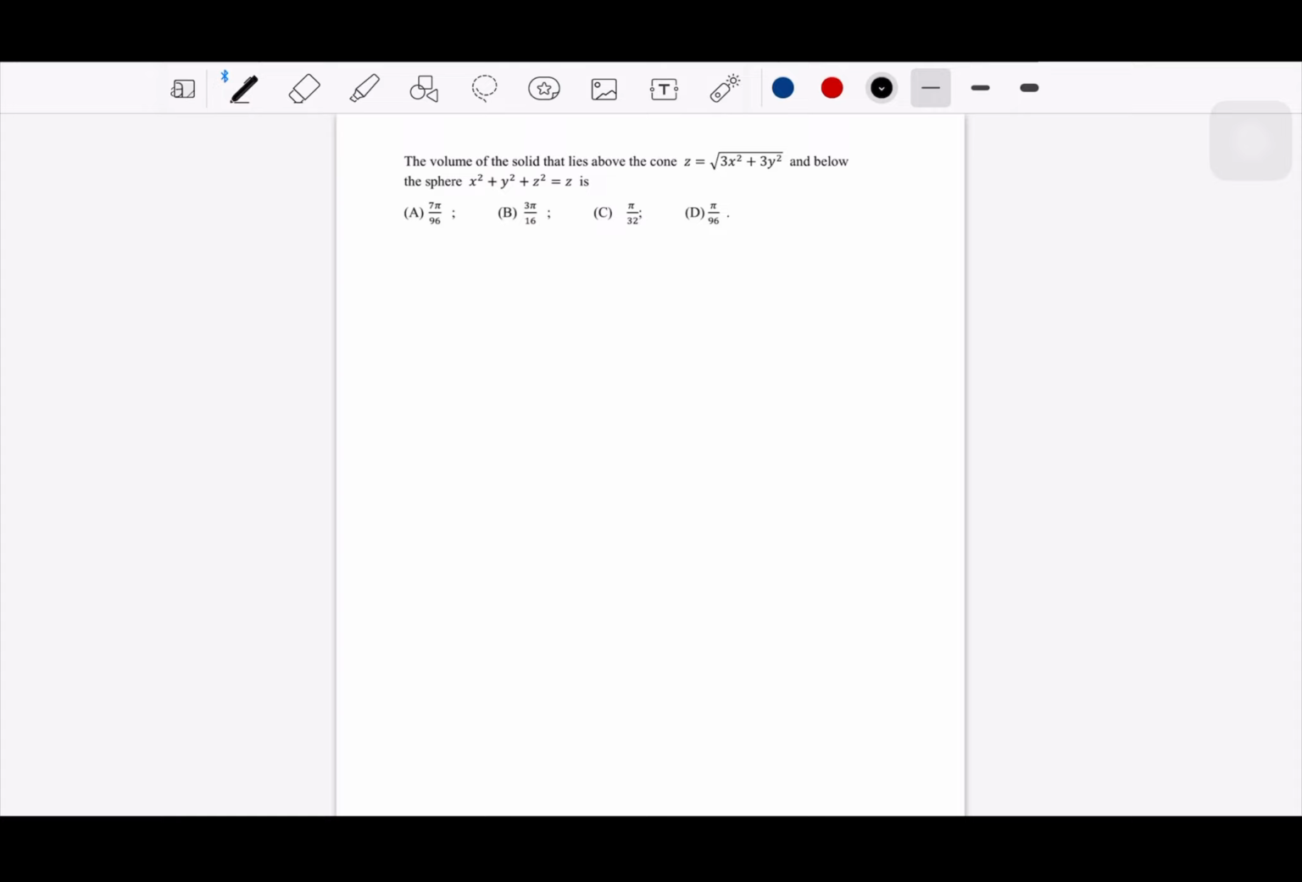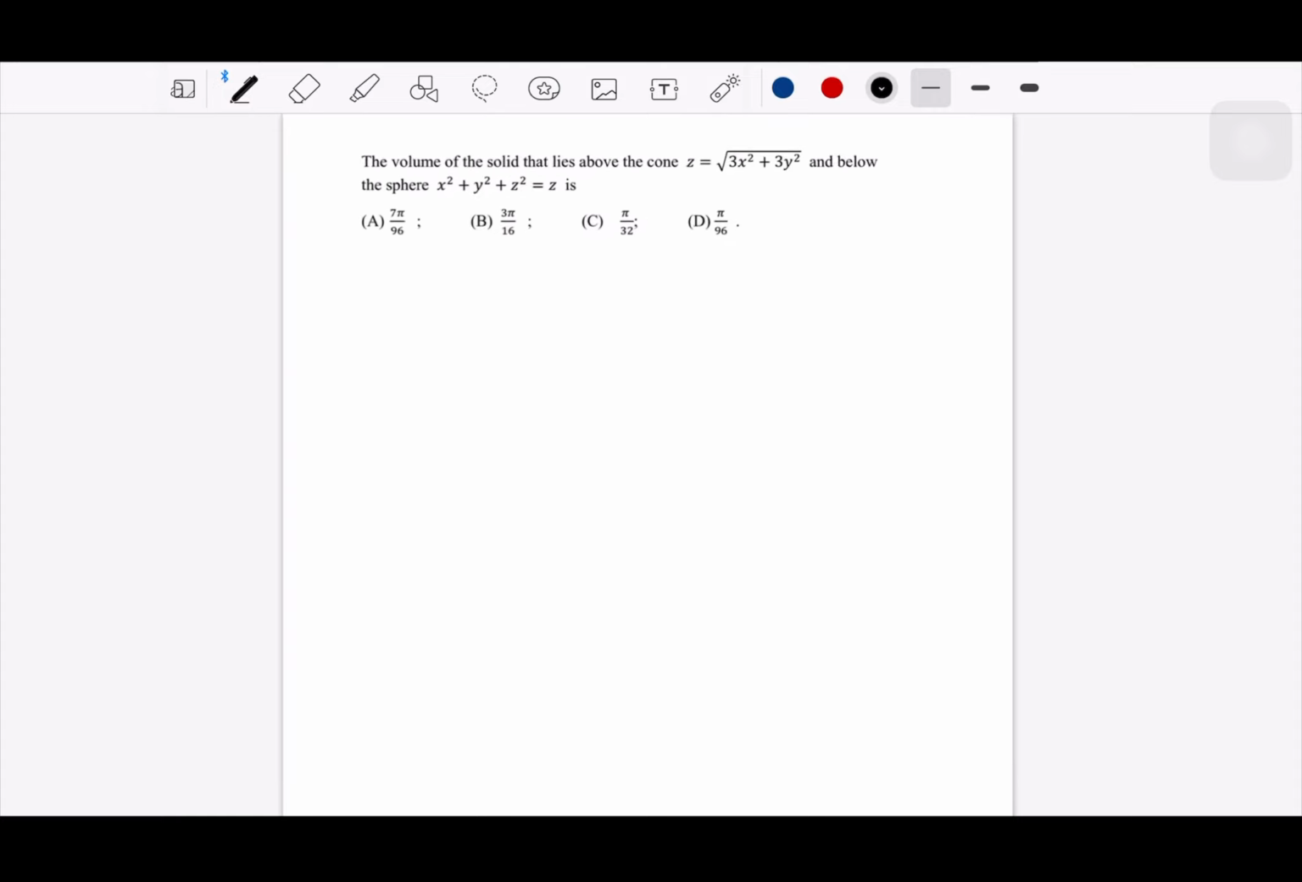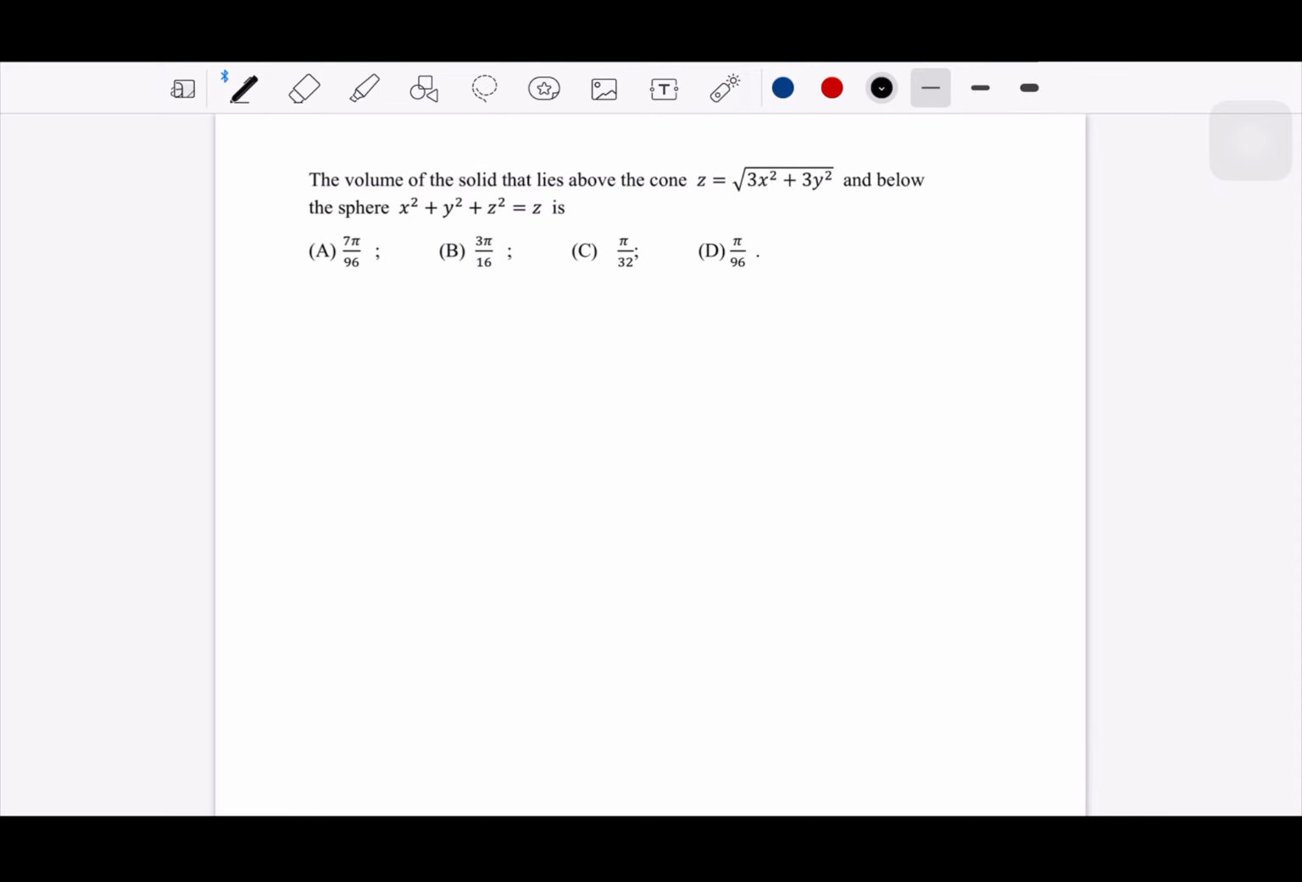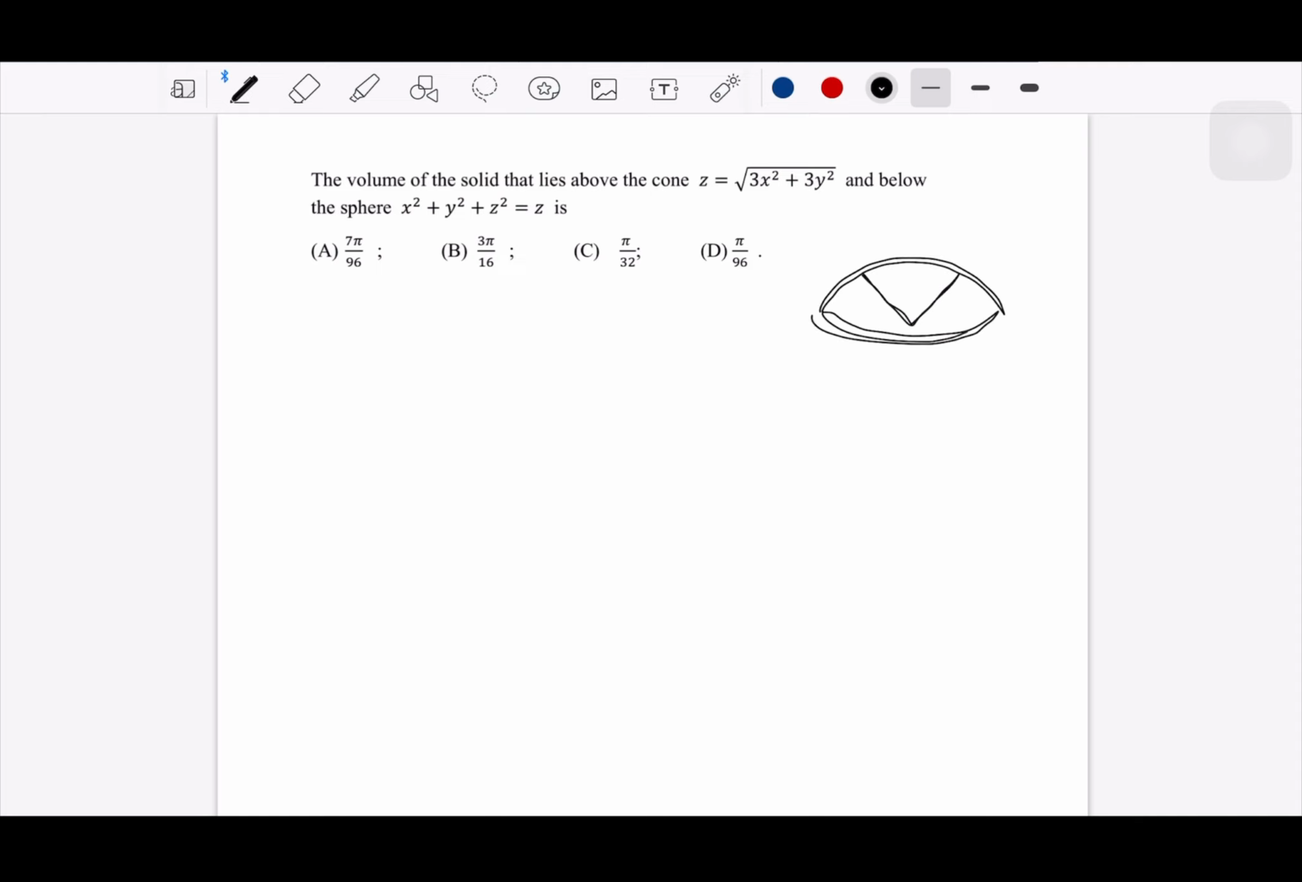Another question that we have: the volume of the solid that lies above the cone and below the sphere. Perhaps we have the cone like this, and then a sphere like that. So you're going to have this region here, and that's your volume in three dimensions.